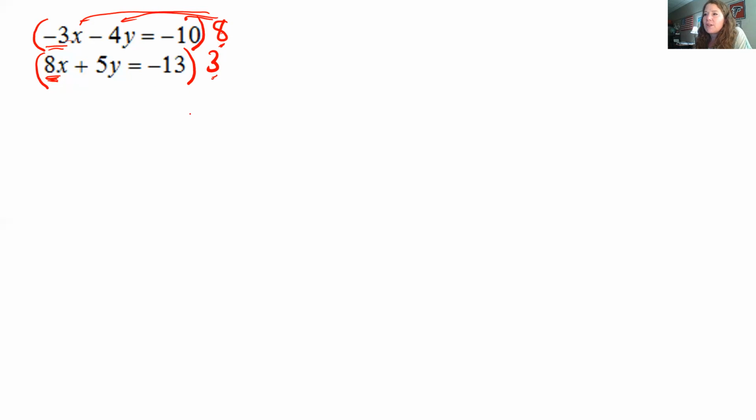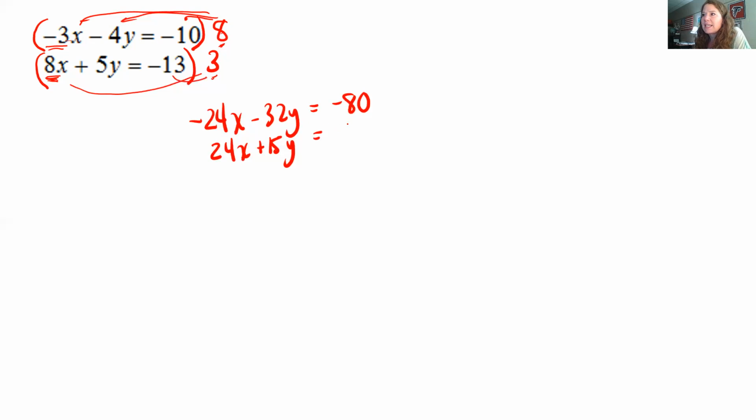So 8 times -3x is -24x. 8 times -4y is -32y, and 8 times -10 is -80. So there's our first one. Our second equation, 8 times 3 is +24x, 3 times 5y is +15y, and 3 times -13 is -39. All right, so what happened? Well, it gives us a way to eliminate our x's. Those are gone now, right?